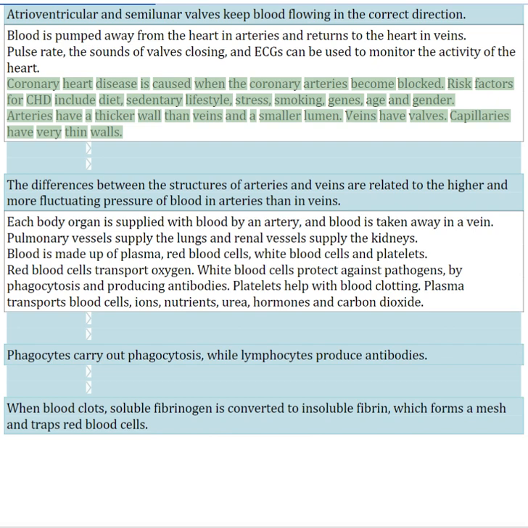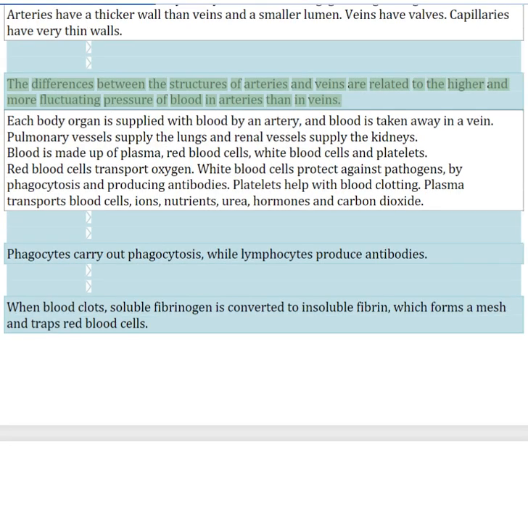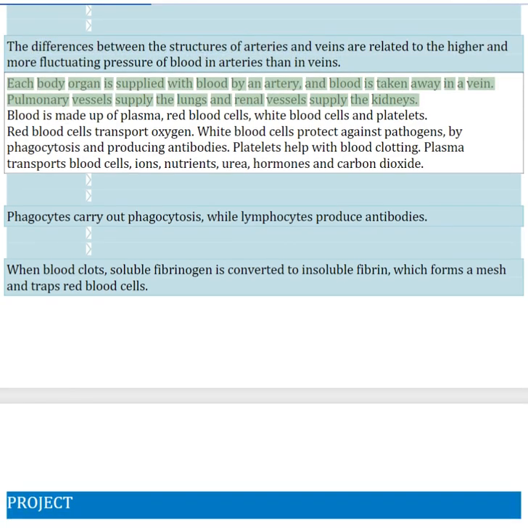Arteries have a thicker wall than veins and a smaller lumen. Veins have valves. Capillaries have very thin walls. The differences between the structures of arteries and veins are related to the higher and more fluctuating pressure of blood in arteries than in veins. Each body organ is supplied with blood by an artery, and blood is taken away in a vein. Pulmonary vessels supply the lungs, and renal vessels supply the kidneys.